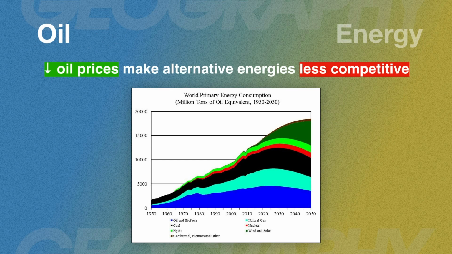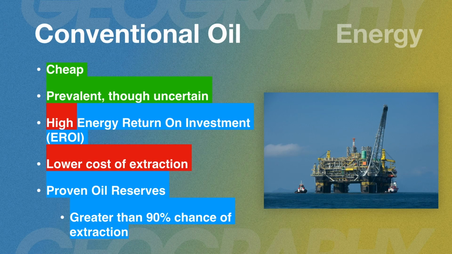Now, as oil prices have been going down, especially as of recently, this has made alternative energies less competitive. When we talk about oil, we're usually talking about conventional oil. It's cheap, that's why it dominates, it's prevalent, although it can be uncertain at times.